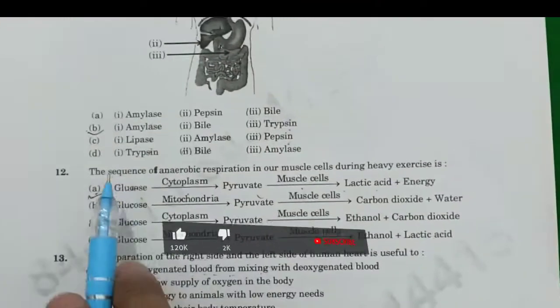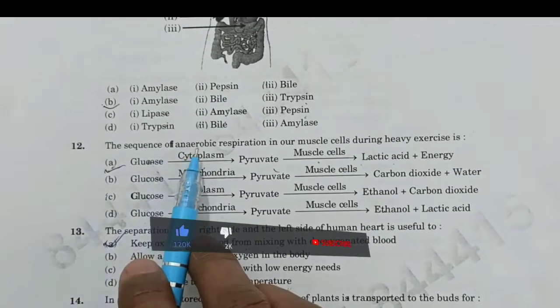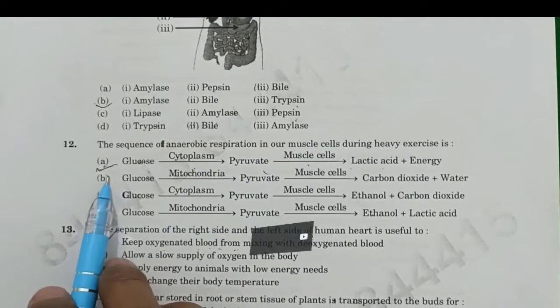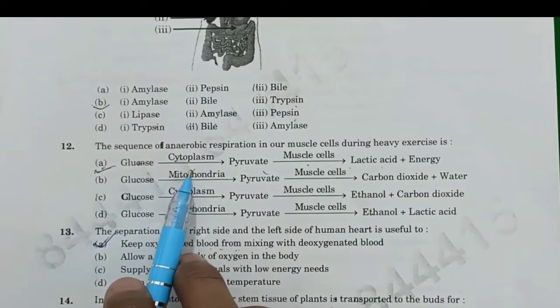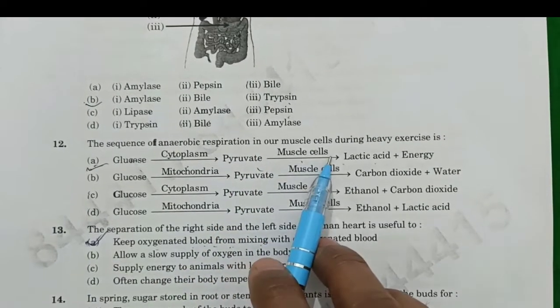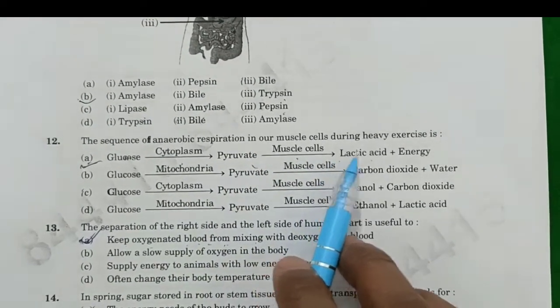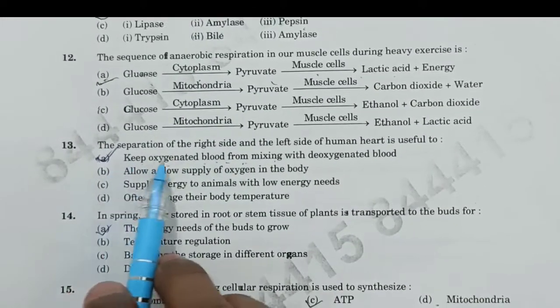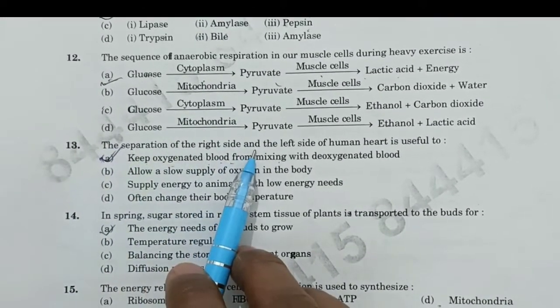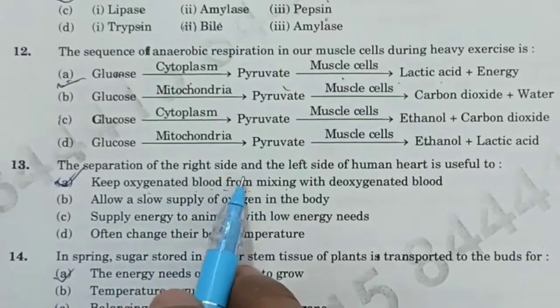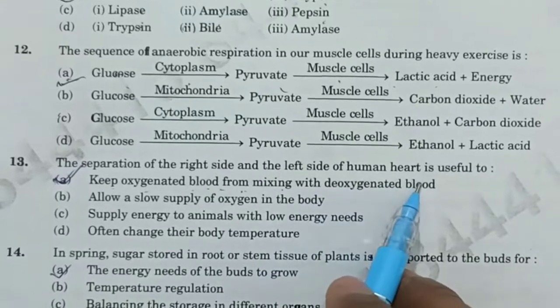Now question number 12. The sequence of anaerobic respiration in our muscle cells during heavy exercise, its answer is A: glucose in the cytoplasm gives pyruvate, and then in muscle cells it gives lactic acid plus energy. Okay. Now question number 13. The separation of the right side and the left side of the human heart is useful to, answer is keep oxygenated blood from mixing with deoxygenated blood.